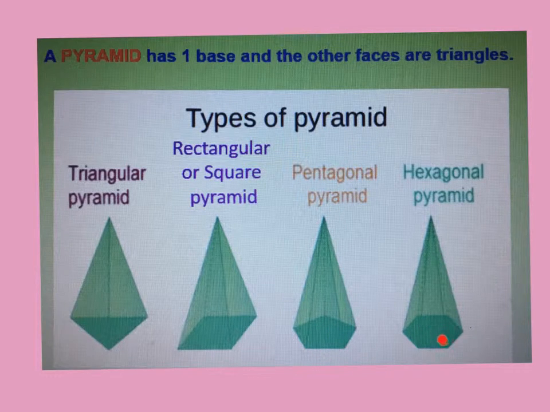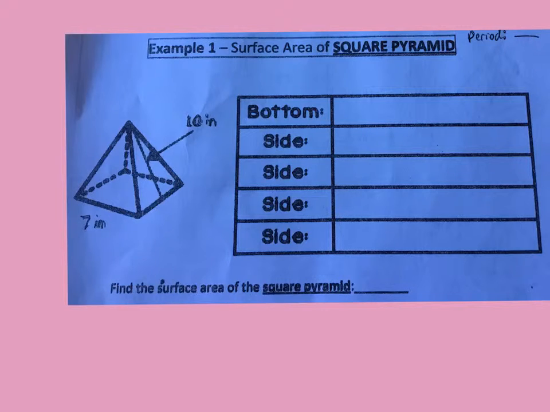For the hexagonal pyramid, since the hexagon has 6 sides for the base, there are going to be 6 triangles. The square or rectangular pyramid has 4 sides to the base, so there'll be 4 triangles that come up to a point. The triangular pyramid has 3 sides to the base, so there will be 3 triangles that come up to a point.